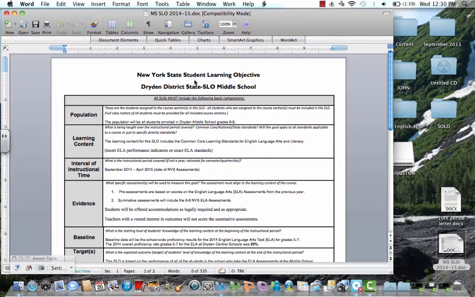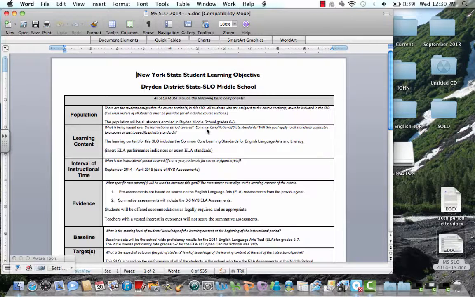So again, New York State Student Learning Objective, Dryden District, SLO Middle. The population, if we're going to do the group metric, is all grades 6 through 8 that are attending Dryden Middle School as of BEDS day of the 2014-15 school year. The next one is the learning content. What is taught over the instructional period covered?